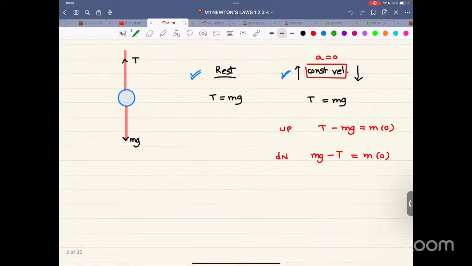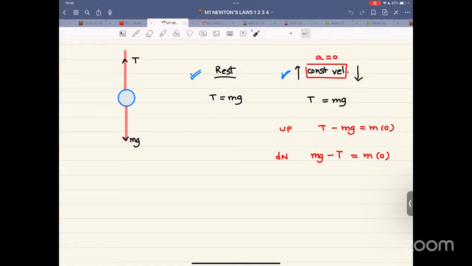Now when we apply this concept of laws of motion, what do we see? If a particle is at rest, then T is equal to mg, where T is the force in the string. If it's moving with constant velocity, that is also the same thing. If it's moving up, that means T is greater than mg. Basically, it's the concept of F equals ma: resultant force is mass times acceleration. And if it's moving down, mg minus T is mass times acceleration.